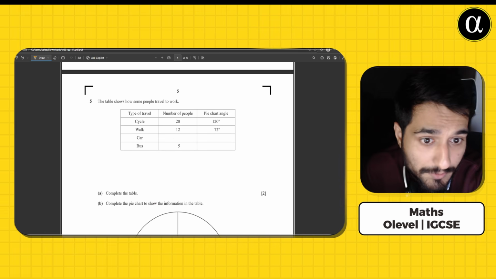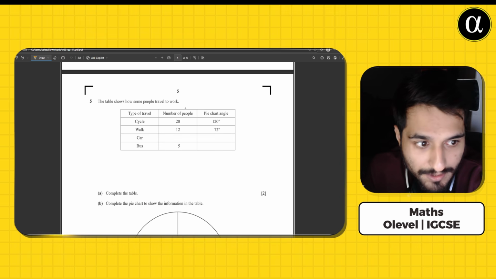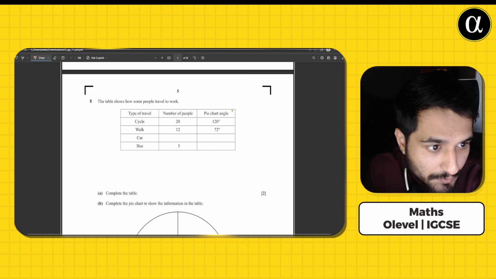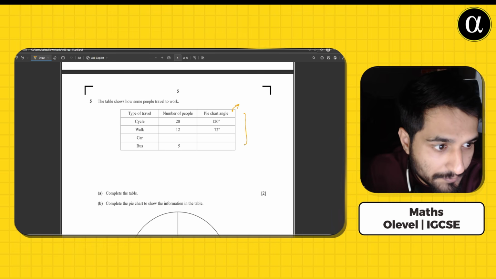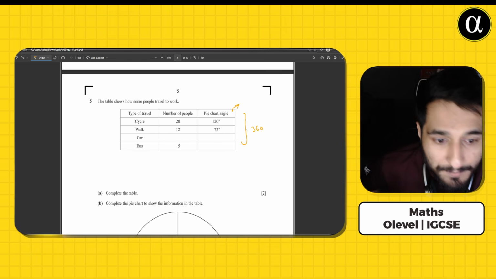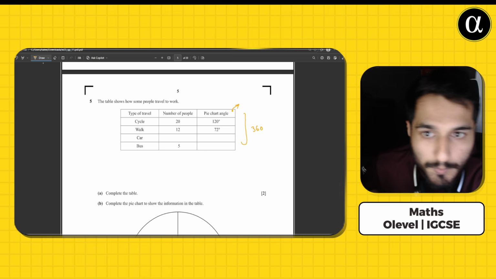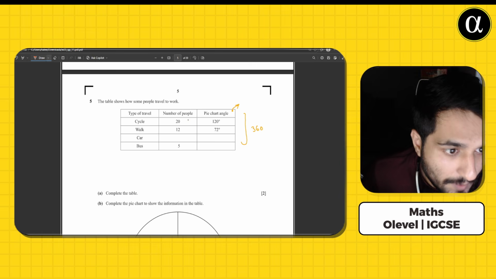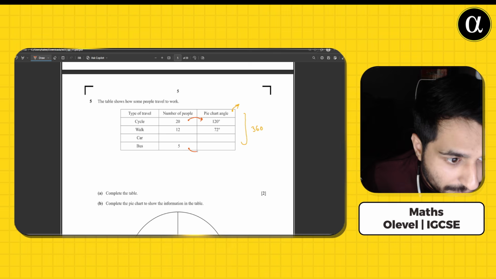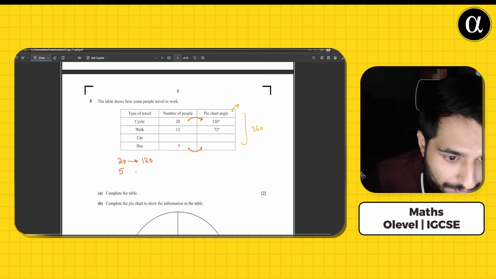It says the table shows how some people travel to work. We need to complete this table. These are the angles shown on the pie chart, and we need to know that the sum should be 360. We are supposed to find the missing numbers. How are we going to do this? We know that 20 people represent 120 degrees, so we can say 5 people would represent x amount. So 20 represents 120 and 5 would represent x.